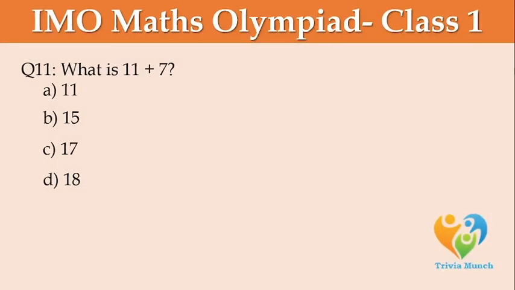What is 11 plus 7? Option A 11, option B 15, option C 17, option D 18.